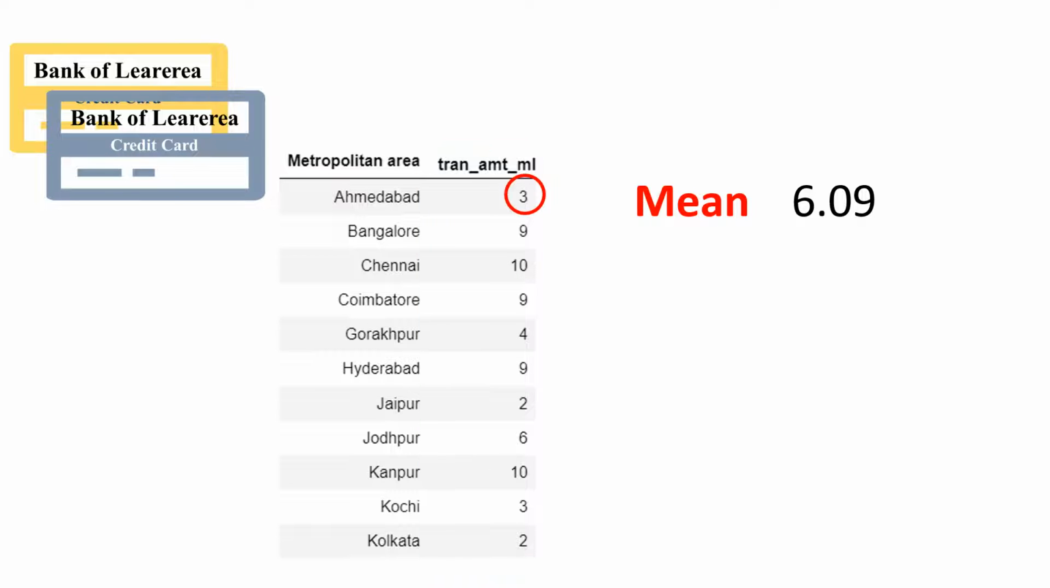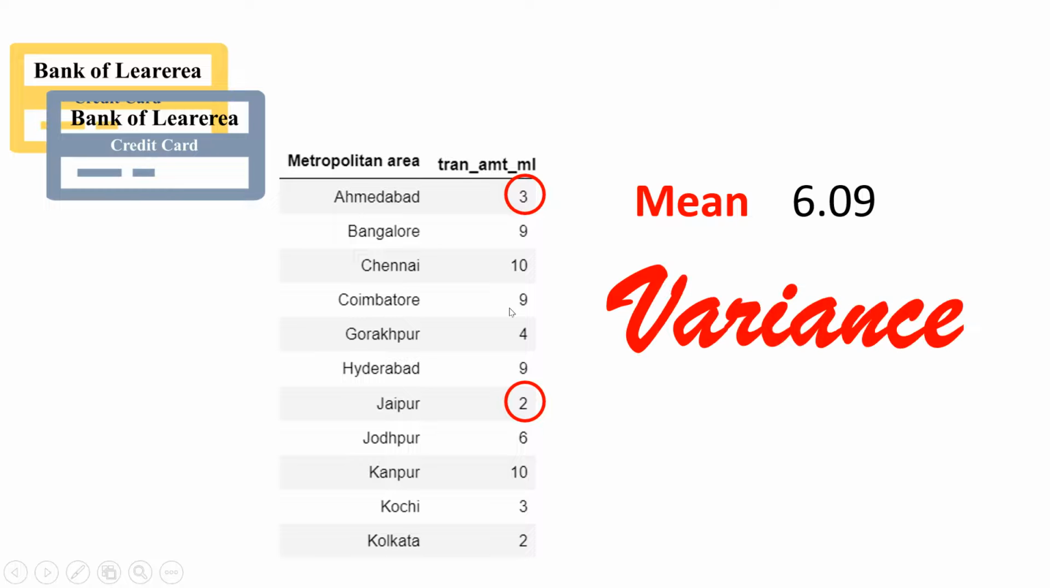But look at this number, this is just 3 million, where you are saying 6.09. Look at this one, this is just 2 million, which is just 6.09. So if you are simply representing this average, the person who is looking at this might end up taking an inappropriate decision. So when you present this, you should also consider this kind of differences. What is the technique that you can use to address this? So that's where the variance comes into the picture.